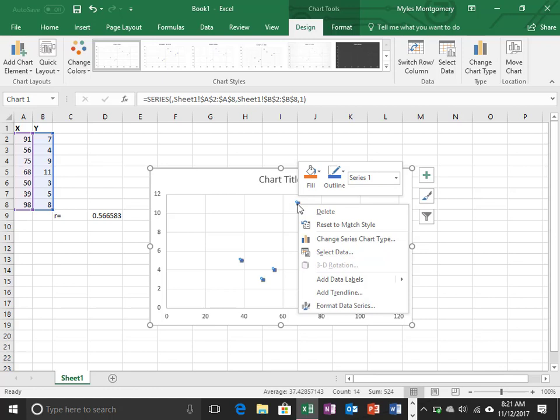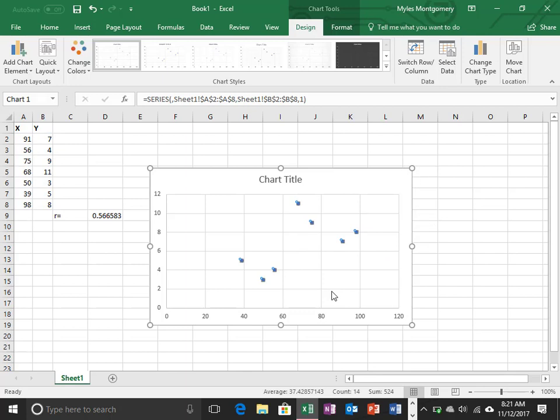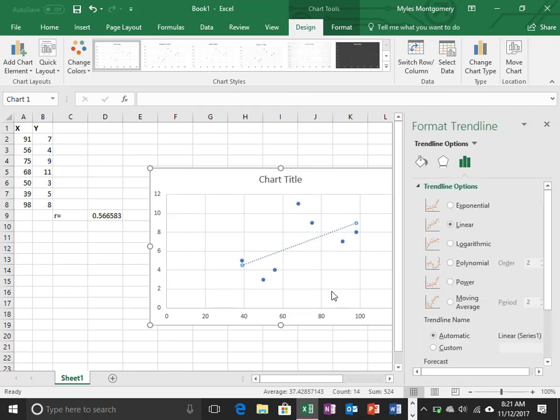I have a new menu and it gives me a number of options, but the one that I'm most interested in is called the trend line. So I hit trend line and now all of a sudden it's going to give me a line that shows best fit for these variables.